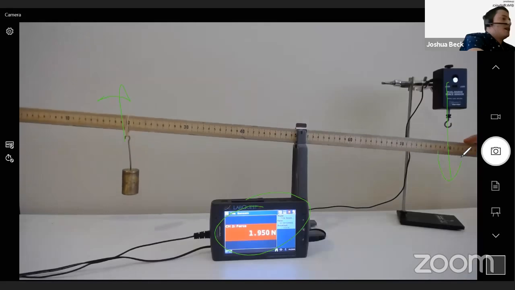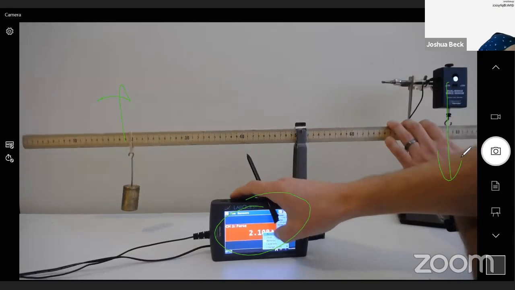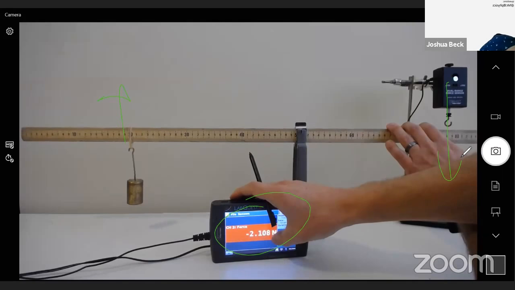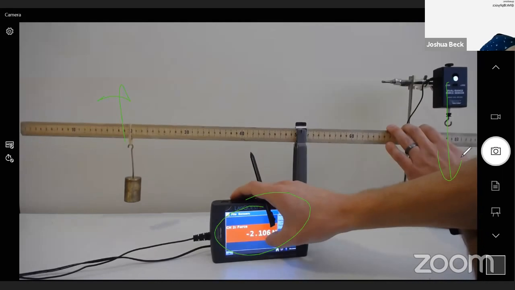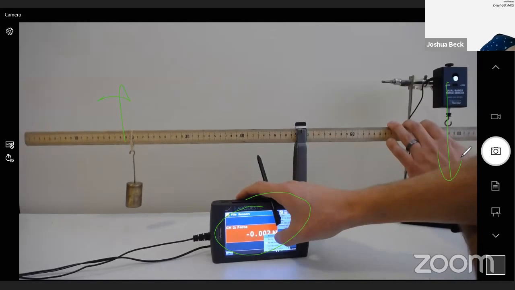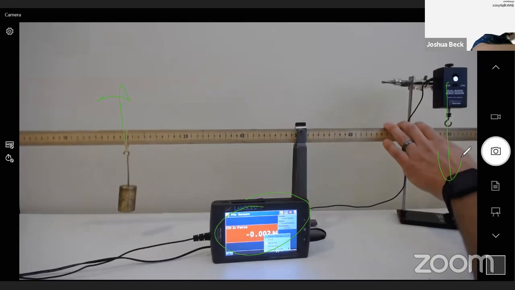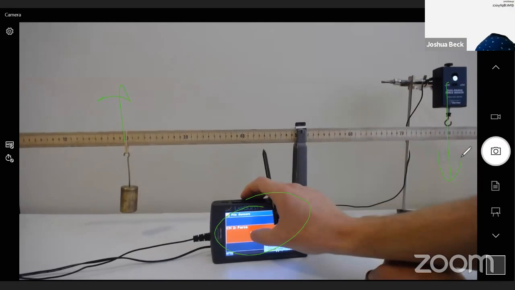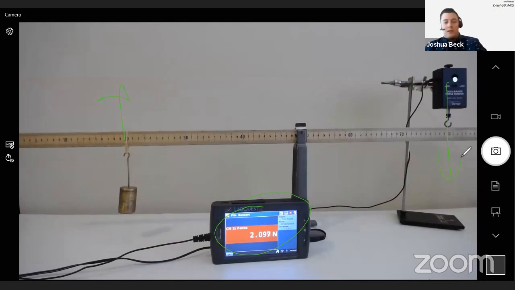Whoops, I didn't mean to do that. I zeroed it with something on there. There we go. I just reversed the direction. So now it's a positive value. The positive and negative is just used to define our directions.